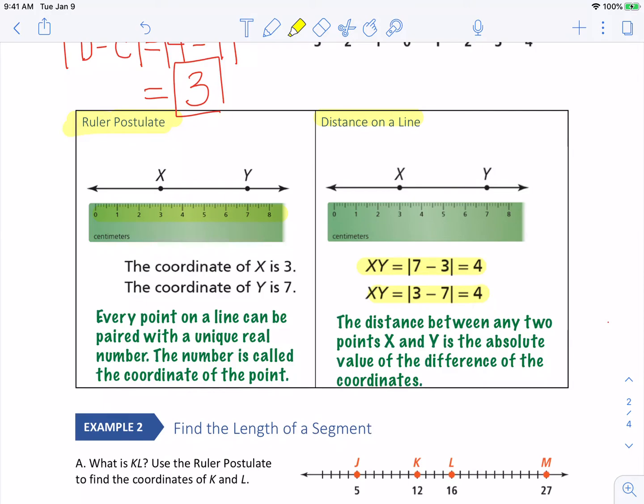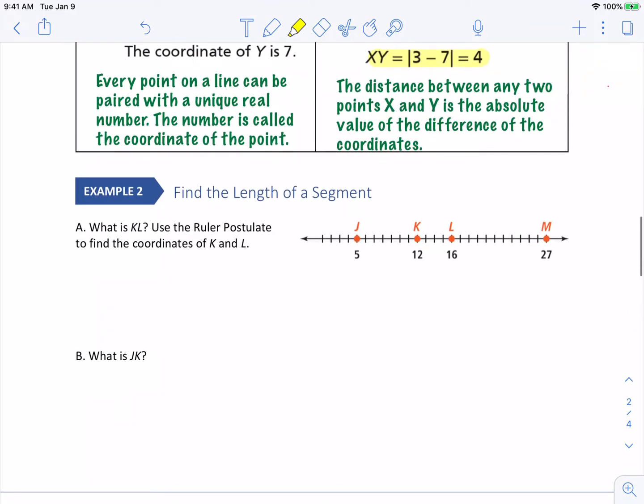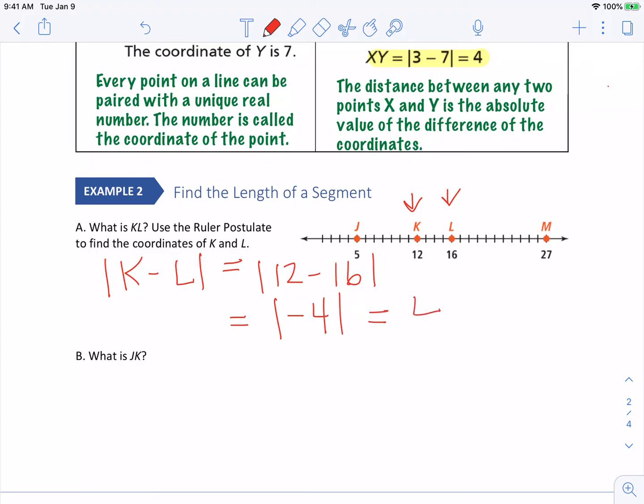Now let's move on to something that may be a little bit trickier, but probably not too difficult for you. So we want to find the value or the distance of KL. Well, you can see K right here with the coordinate 12 and L with the coordinate 16. So if I just did it without thinking and subtracted and made sure I used absolute value, I could plug that in and get 12 minus 16. The absolute value of negative 4 is 4.